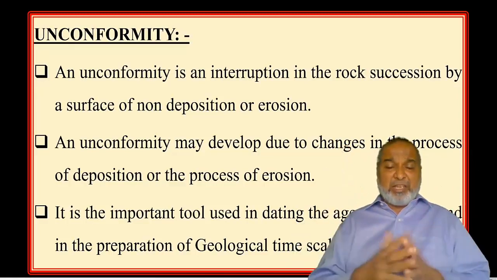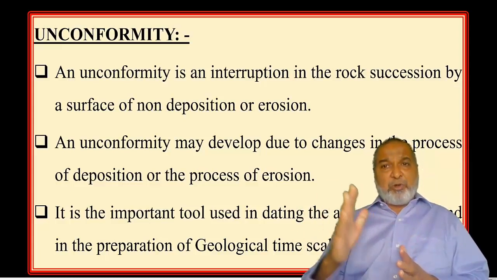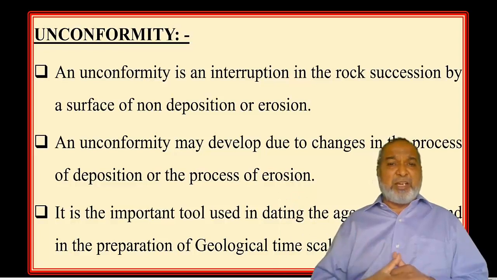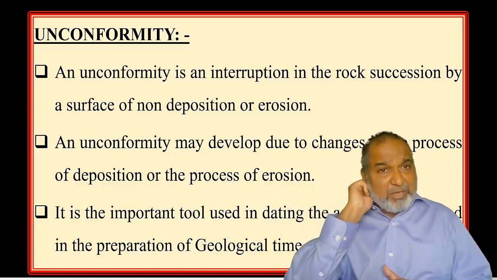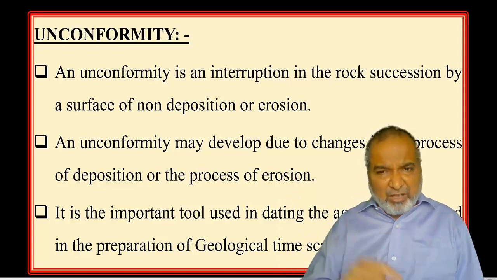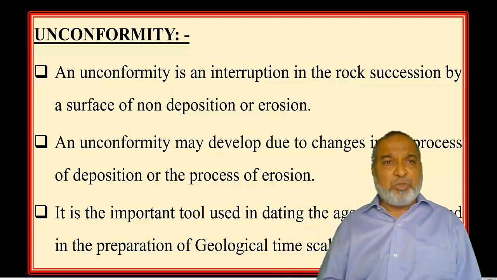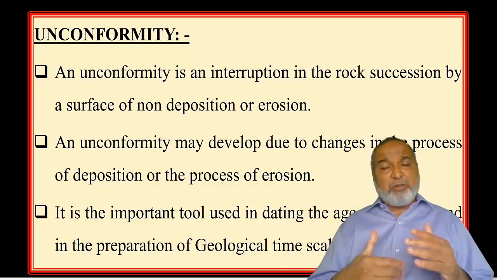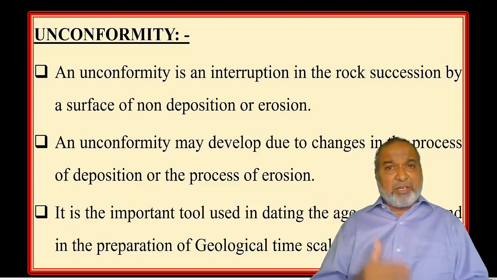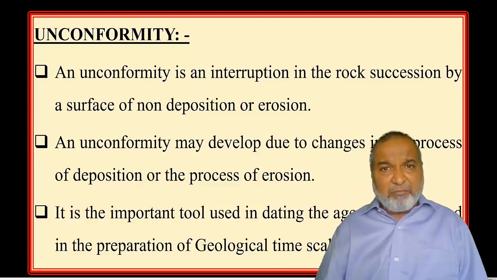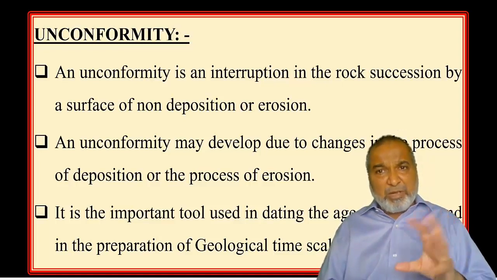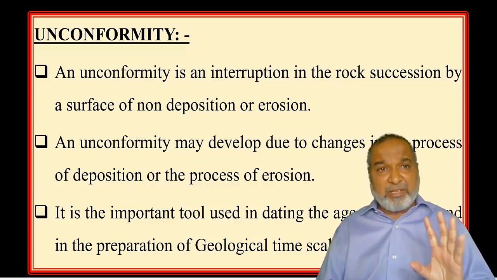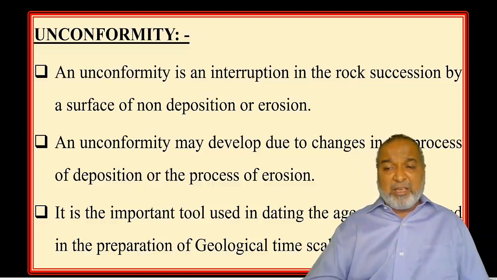Whatever the timescale is there, that has been divided into eons, eras, and periods. All these divisions have been done on the basis of unconformity. Up to a small level also, the unconformity has been taken out. So we collect rock samples from both sides and do radiometric dating. If we find that there is a missing record, a time gap, then the unconformity is recognized.